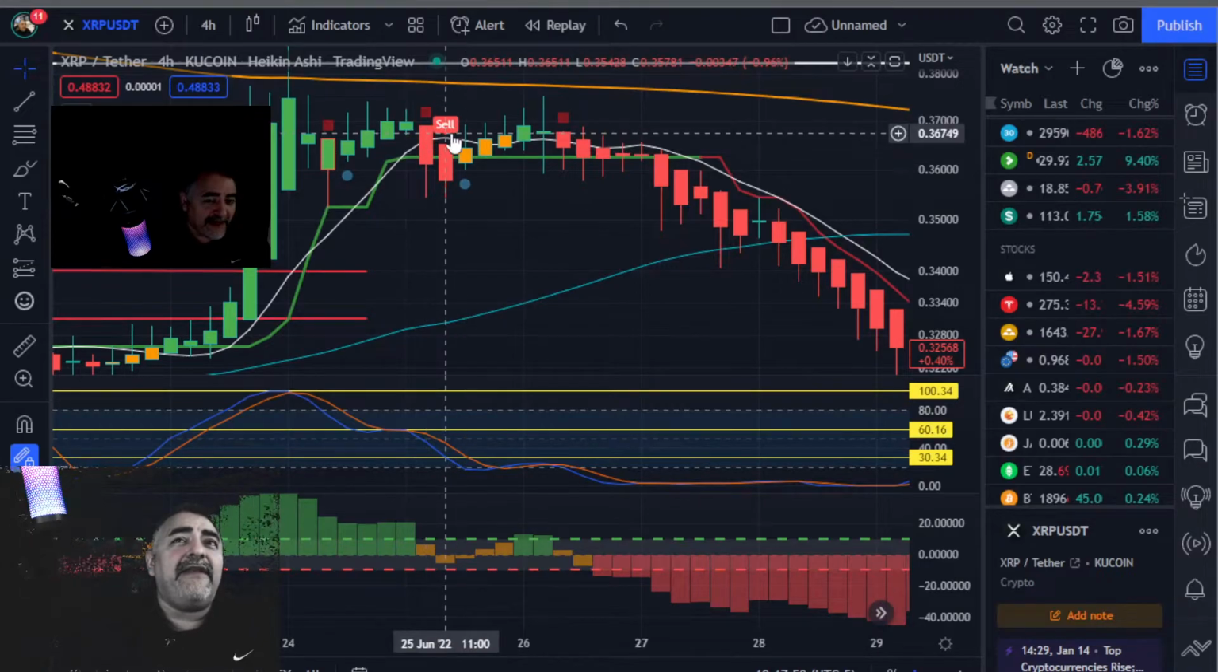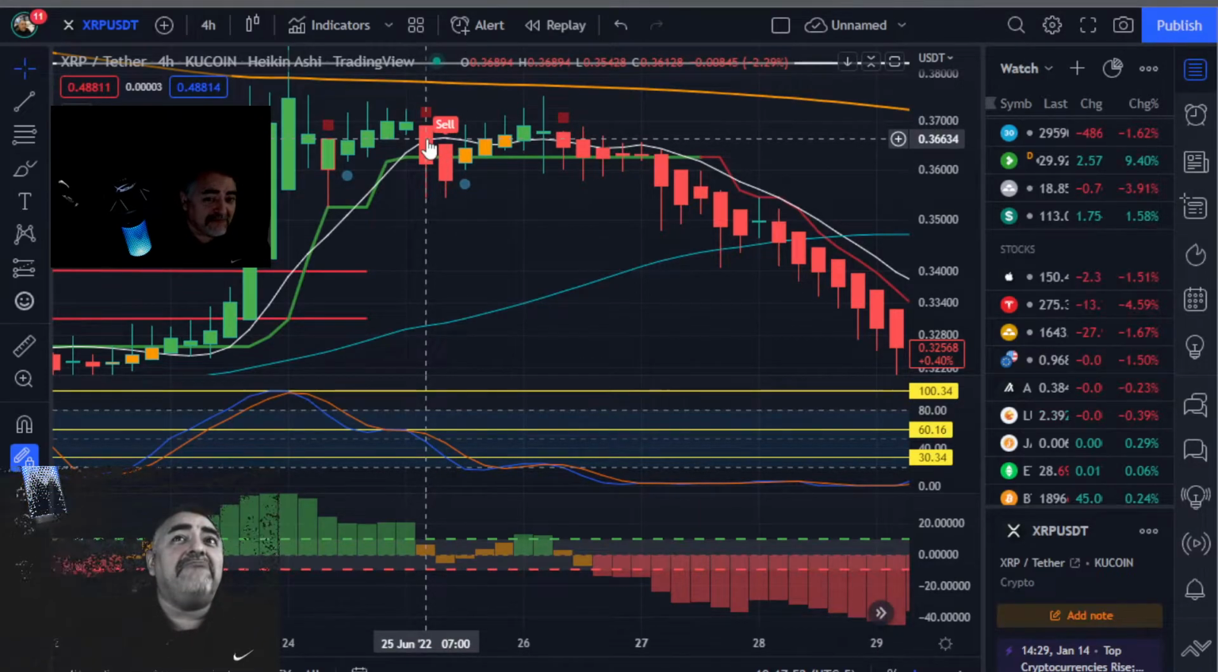So these three indicators basically say we're out of this trade at 36 cents. We're out of this trade right here at 36 cents. We just get out. And that's it.